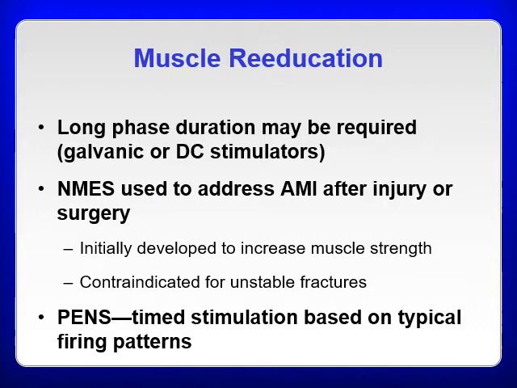PENS, or patterned electrical neuromuscular stimulation. This is a special type of stimulation. What this does is it goes through the agonist-antagonist pattern of normal firing patterns through functional activity. Again, that's a special type of stimulator that you would utilize. So you get the agonist to fire, the antagonist then would limit, and then you get the agonist to fire again. That would be a way you would utilize PENS, and we'll talk about some basic parameters for that later on in the discussion.